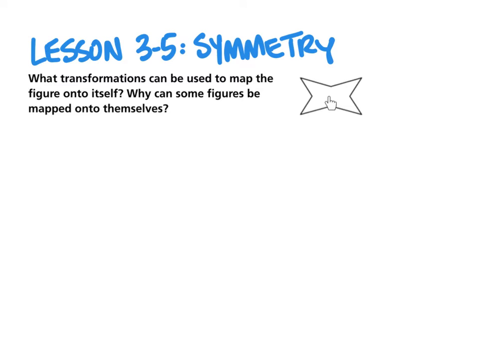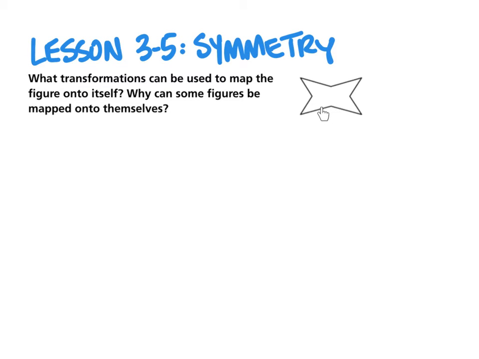So for instance, is there a way that I could rotate this so that when I'm done with the rotation, it looks exactly like it does now? Or is there a way I could flip this, a reflection, that would make it look exactly like it does now? Translations or slides, that seems like it's not going to work, right? Because if I slide it somewhere, the shape doesn't look any different, but it's in a new location. And that means it didn't map it onto itself. It mapped it to a new location. So the translation part doesn't seem like it's going to work.